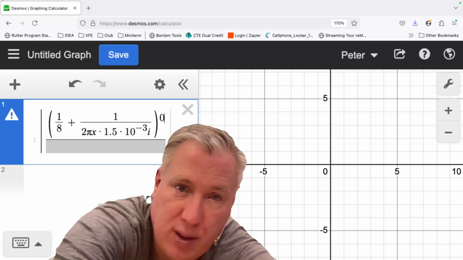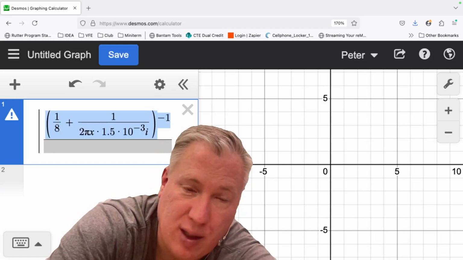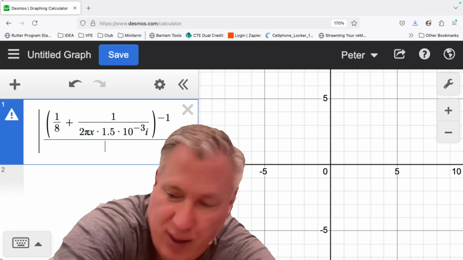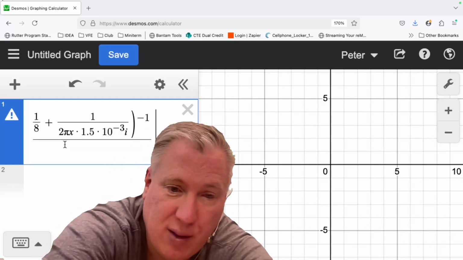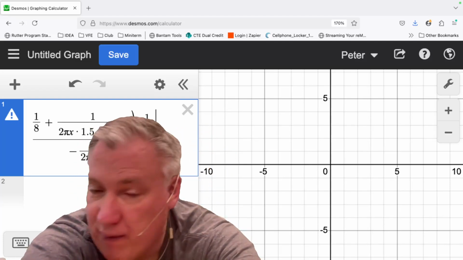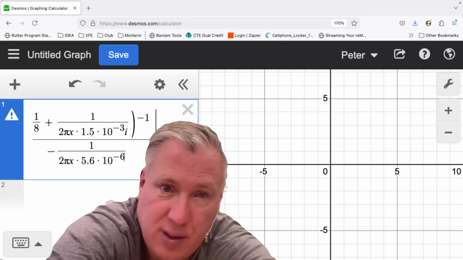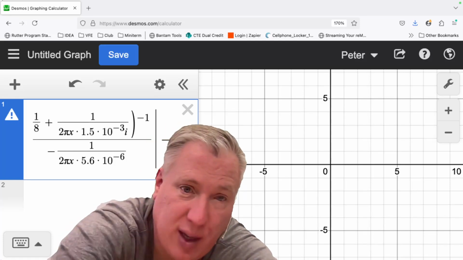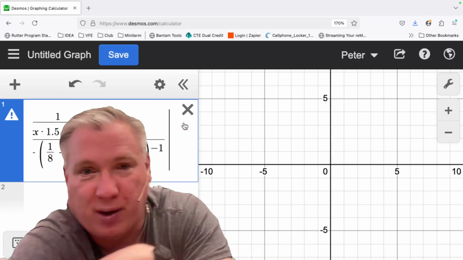and then this whole thing is in parentheses to the negative 1 power, and then I can take this thing, copy it, and then go down here, and down here was negative 1 over 2 pi x times 5.6 times 10 to the negative 6, and then the I is on the side here, and then I'm going to go plus and paste that giant top thing in.